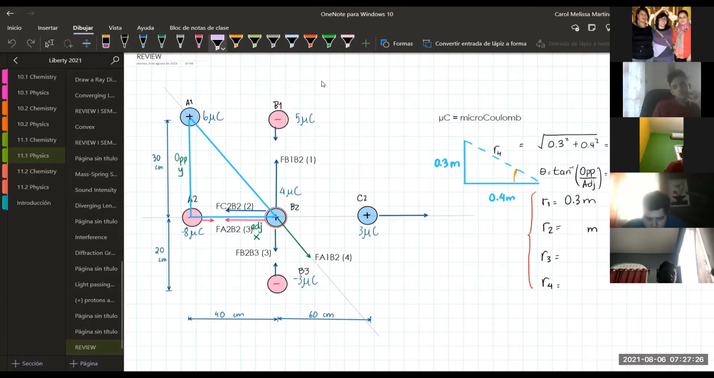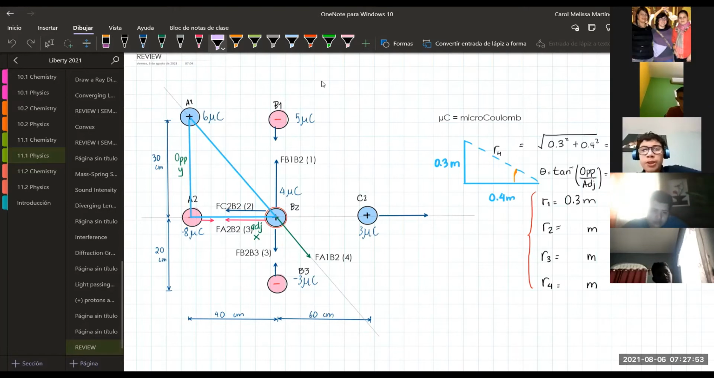The more time you take, I won't be able to finish. What distance do I have? Guys, see the name of the forces. Okay? So that involves C2 and B2. What distance do I have between the two of them? I know what the distance is.